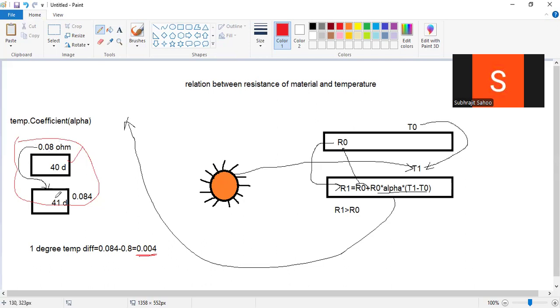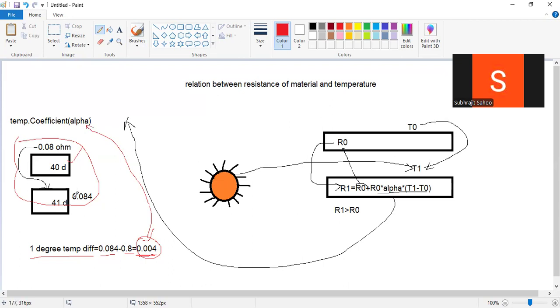Let only 1 degree temperature be allowed to rise here, 40 to 41. For this 1 degree rise, what is the resistance change? It becomes 0.084. So for this 1 degree temperature difference, how much resistance changes? Final value minus initial value, 0.004, right? That means for this 1 degree temperature difference, the resistance changes by 0.004. This is nothing but called the temperature coefficient, right?